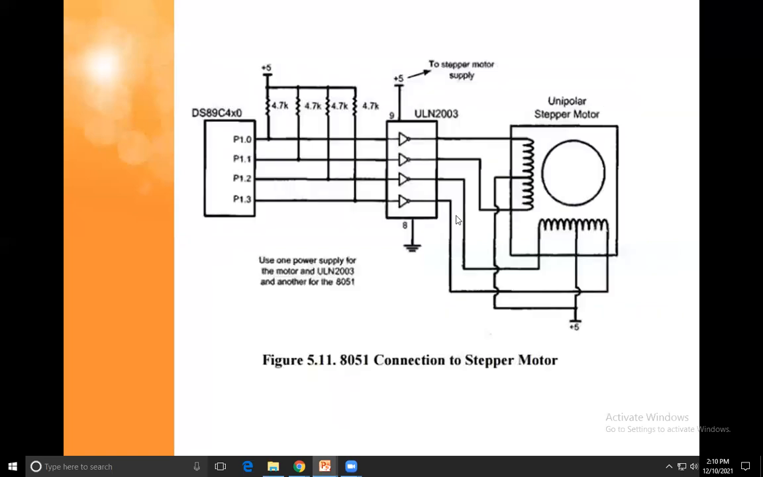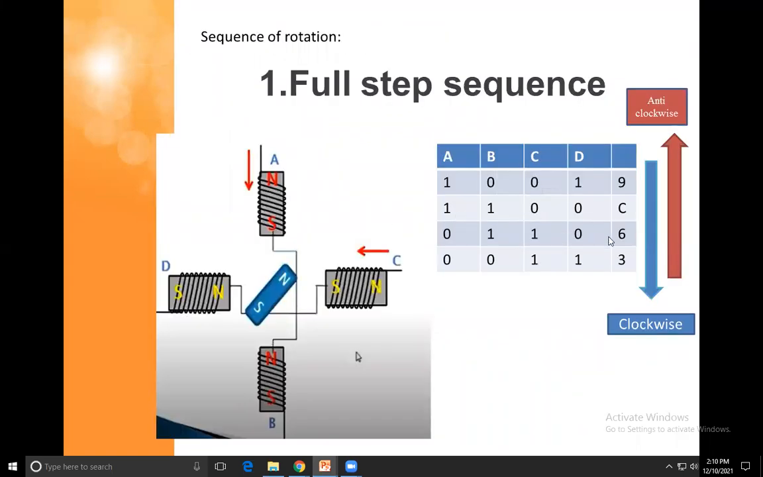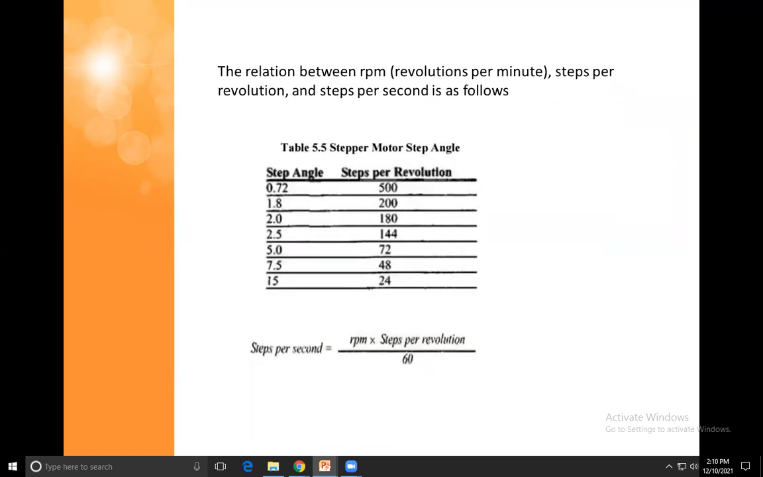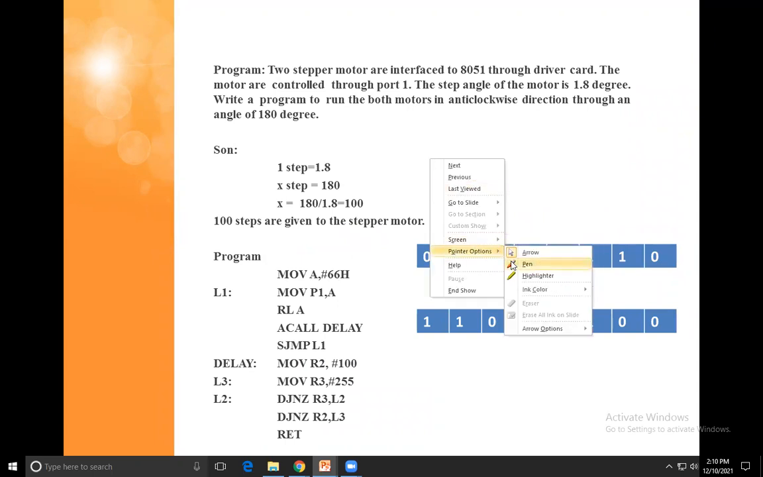So for that purpose, what is the anti-clockwise sequence? The anti-clockwise sequence is, suppose first giving 6, then C, then 9, and then 3. 6, C, 9, 3. This is the anti-clockwise direction. So see what the program is doing.